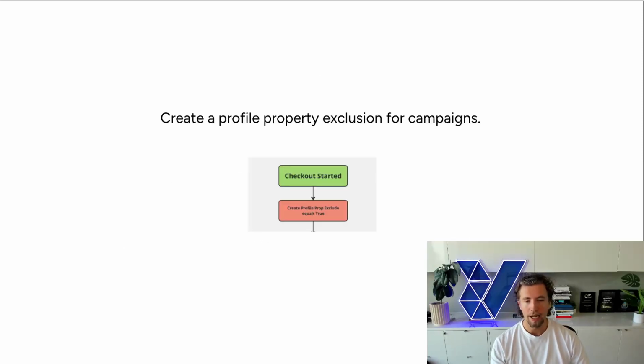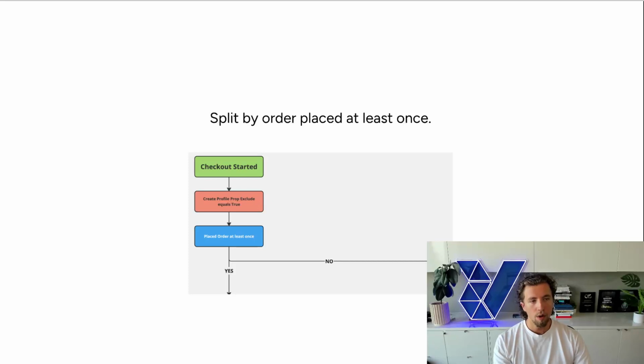So let's start with campaign overlap. Firstly, as you start a new flow where a checkout is initiated, you want to create a profile property that excludes the user from any campaigns that are being sent out. We don't want any confusion where campaign emails are going to the user alongside all of the flow emails that they're going to be getting fed. Then we want to split the order by placed at least once. So this is simply splitting the individual user based on whether they're an existing customer or not.